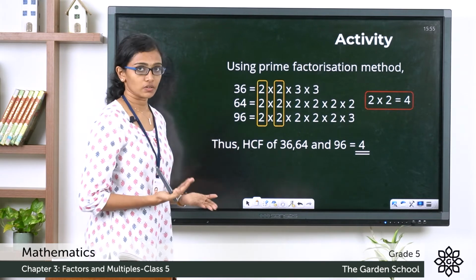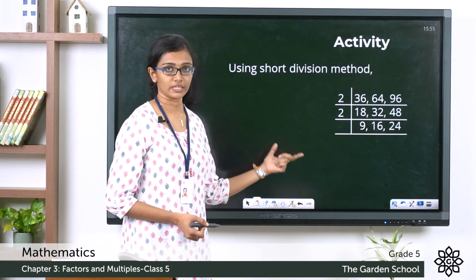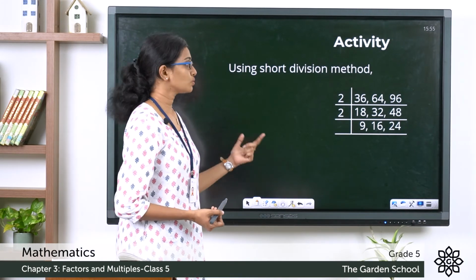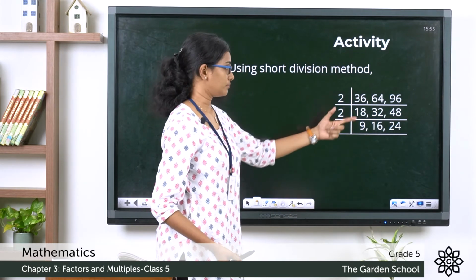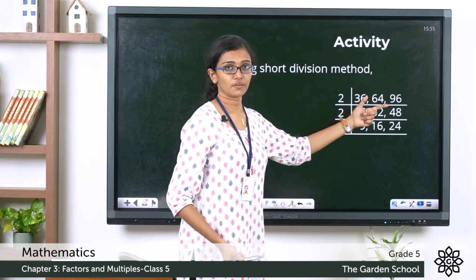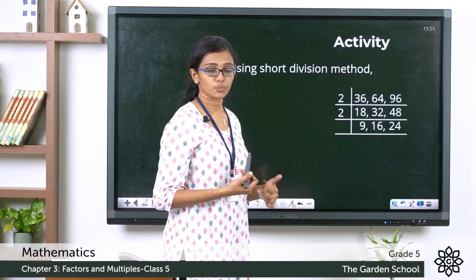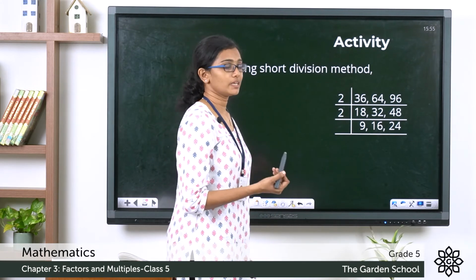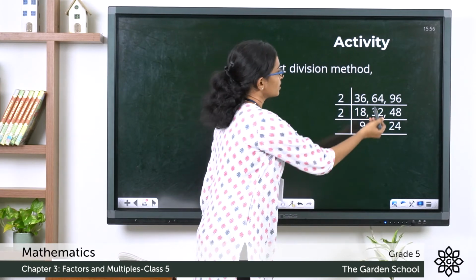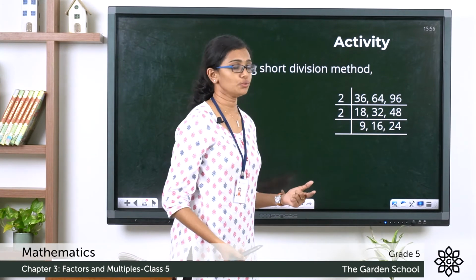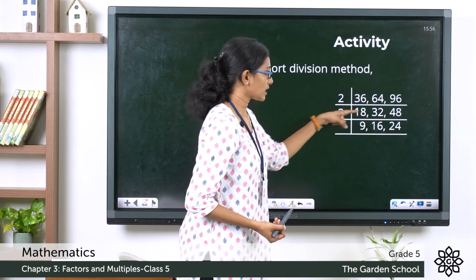Now, that was the prime factorization method. Now, let's do the second method using short division. So, for short division, what you do? You write the numbers alongside. Then, you find a common prime factor for all the numbers. Here, all these numbers are multiples of 2, and hence, we can divide all these numbers by 2 completely. So, you divide that by 2. 36 divided by 2 will give you 18. 64 divided by 2 will give you 32. 96 divided by 2 will give you 48, right? So, this is the first set of quotients.